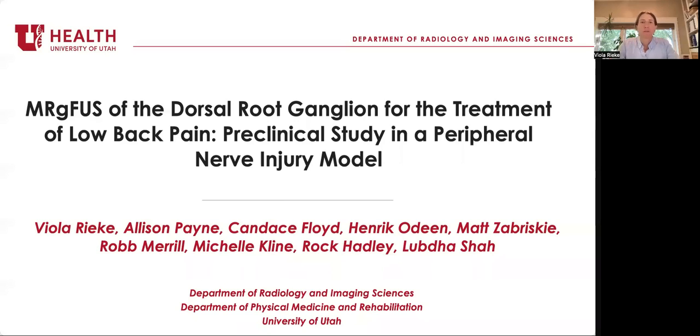MR-guided focused ultrasound of the dorsal root ganglion for the treatment of low back pain. Preclinical study in a peripheral nerve injury model.